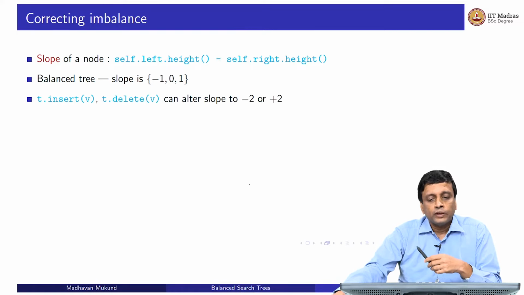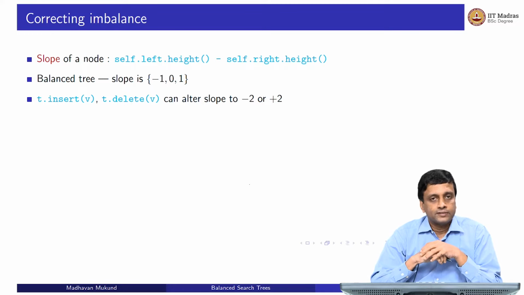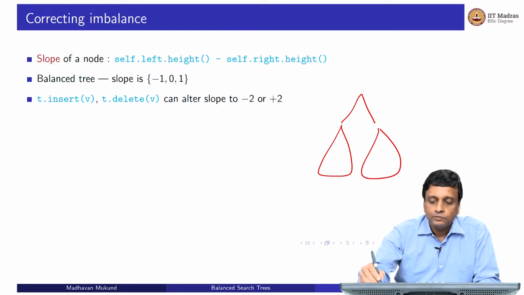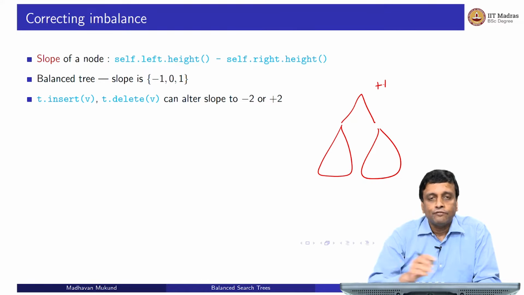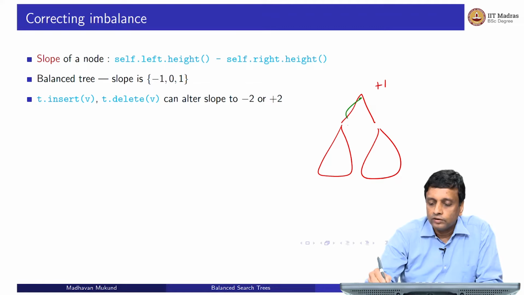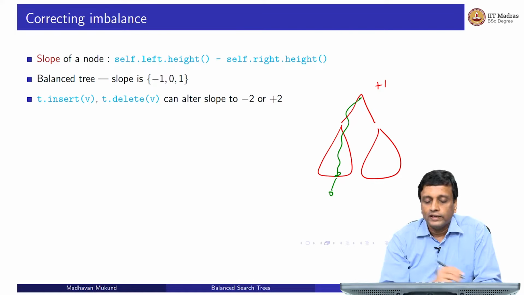Now what happens when we insert or delete a value with respect to a balanced tree? So if we insert a value, so remember that I could have a tree which looks like this, and supposing this has slope plus 1. So the left hand side is already more than the right hand side by 1, and remember what insert does. It walks down until it finds a leaf where it can't locate the thing, and then it sticks a new value there.